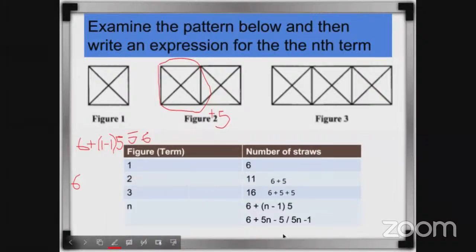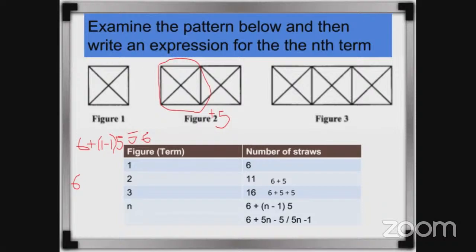So that being said, we can establish a pattern. You add 5 for the first figure, you add 5 plus another 5 for the second figure, and we could go on. We could say figure 4 will be what? 6 plus what? 6 plus 5. Plus? 5. How many sets of 5? So for figure 2, I added how many sets of 5? 1. For figure 3, I added one more.